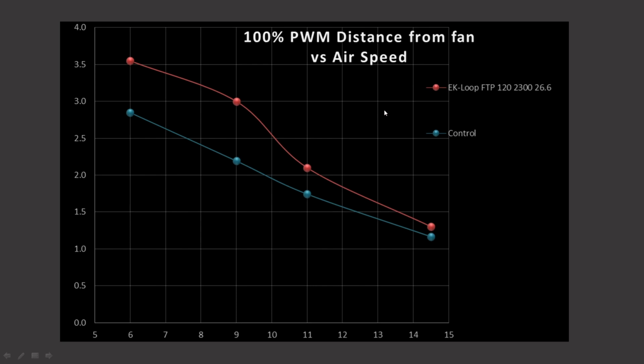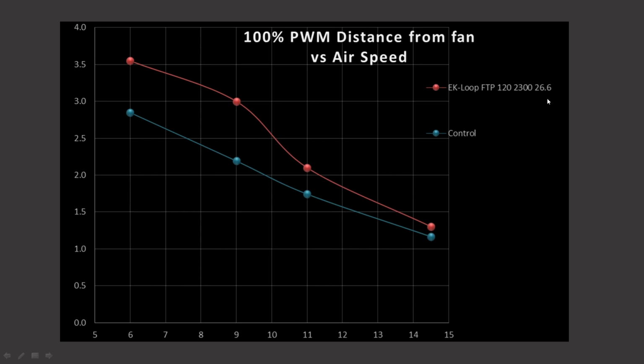Next up, we're looking at 100% PWM fan signaling, and here the EK is better than my control fan, which is excellent to see. But if you're running your case fans at 100% PWM, and again, this is case fans without a radiator, then something has gone terribly wrong inside your case.